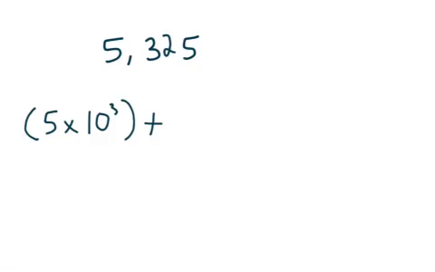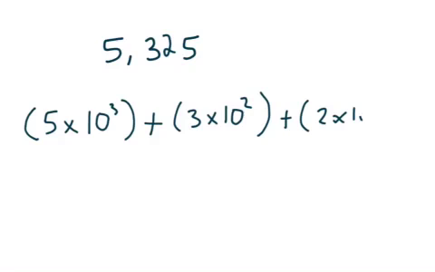Okay, I have a 300. 3 times 100 is 300. How do I write 100? 10 times 10, 10 squared. Okay, 2 times 10 is 20. And then I'm going to run out of room here, but 5 times 1.